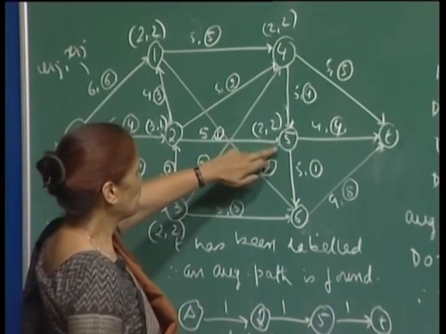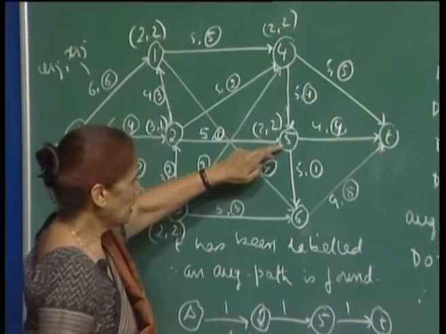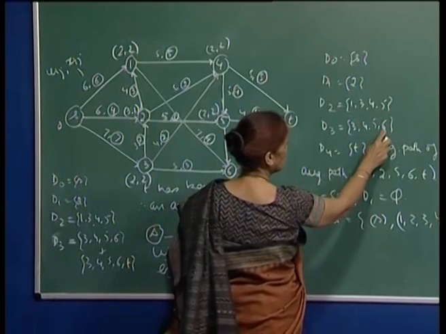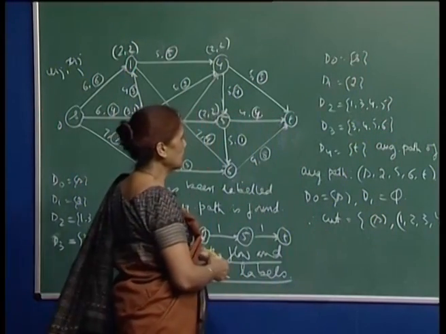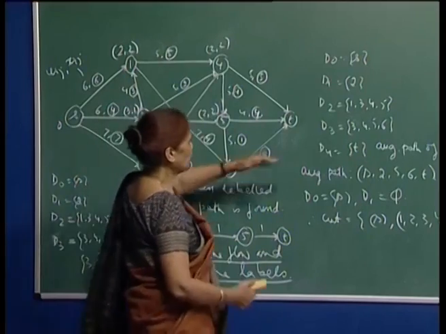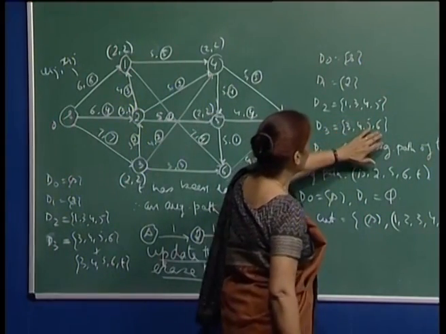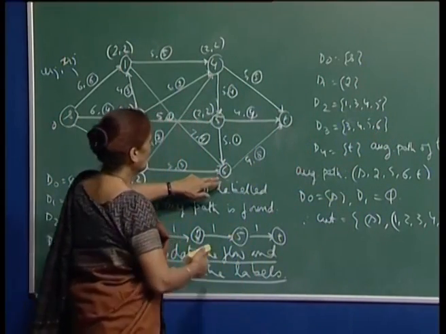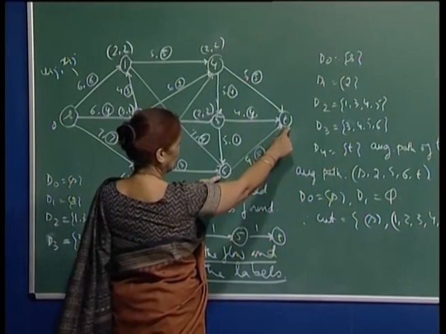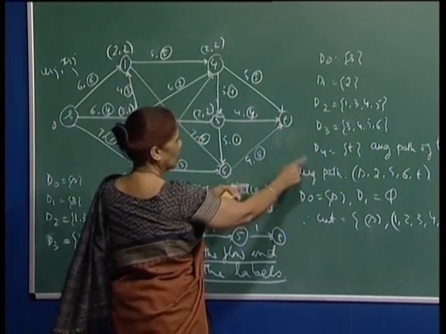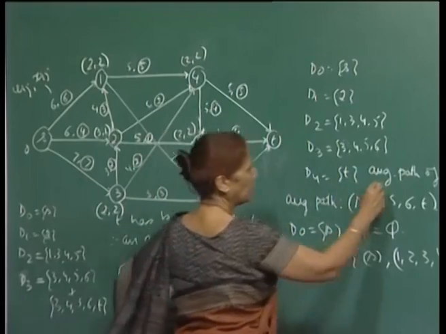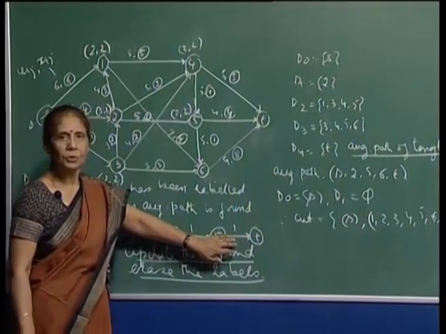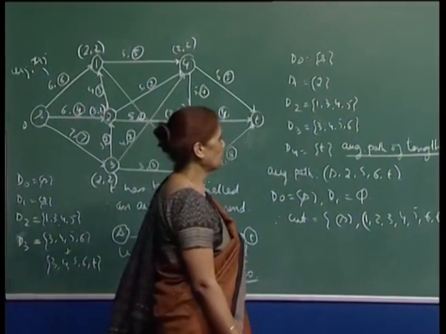Now, this is saturated. From 5 I can label 6, and that is what we did here. So, 6 came here from 5, 6 came to the list D 3. Actually, I could have removed 3, 4, 5, there was no need, because D 3 is 6, right. And then from 6, you can label T now, because there is some leftover capacity. So, D 4 is T, and therefore, an augmenting path of length 4 now. Here the augmenting path was of length 3, it used 3 arcs. Now, it is an augmenting path of length 4.